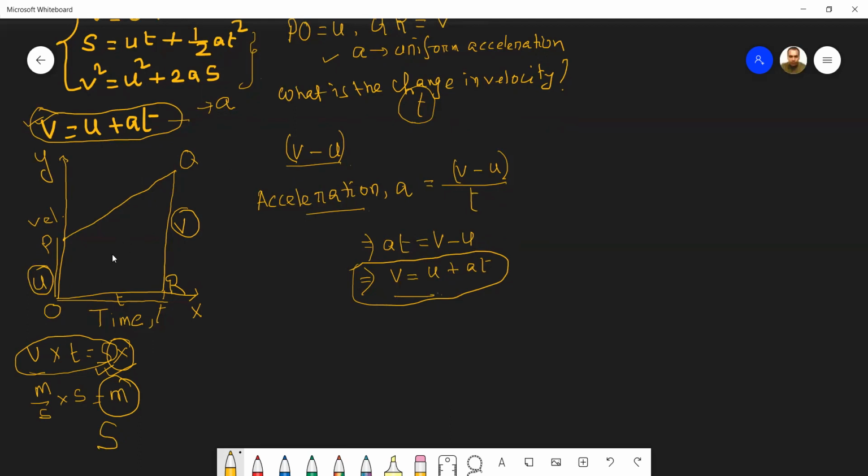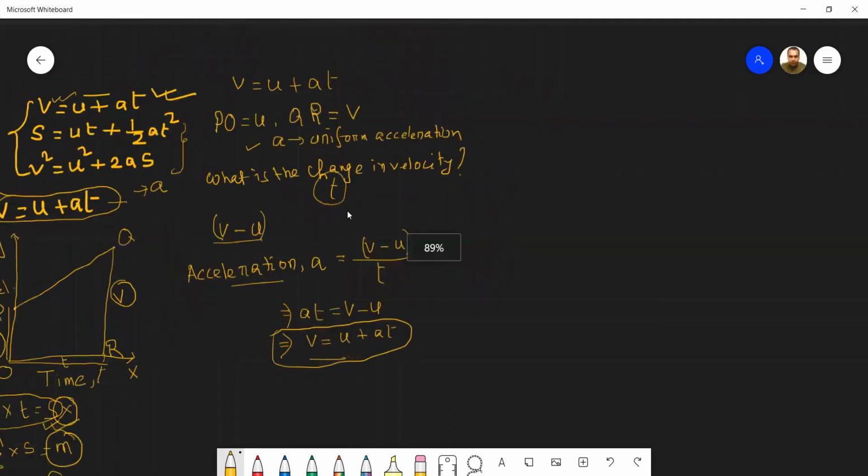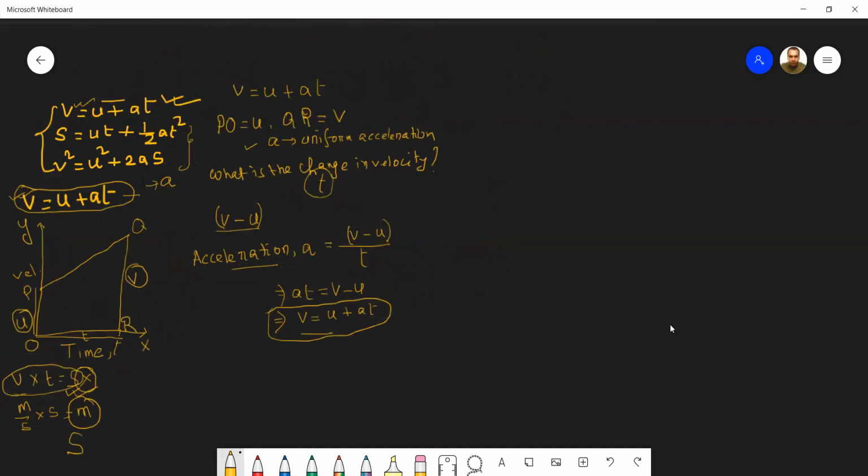So let us calculate the area. How can we calculate it? This is the first derivation we have done already. In order to calculate the area, let us draw a line parallel to the x-axis. It is not perfectly parallel, I hope it's not a problem in understanding. Suppose this point is M. We draw a line PM parallel to the x-axis. Now it has become very easy for us to calculate the area PQRO.